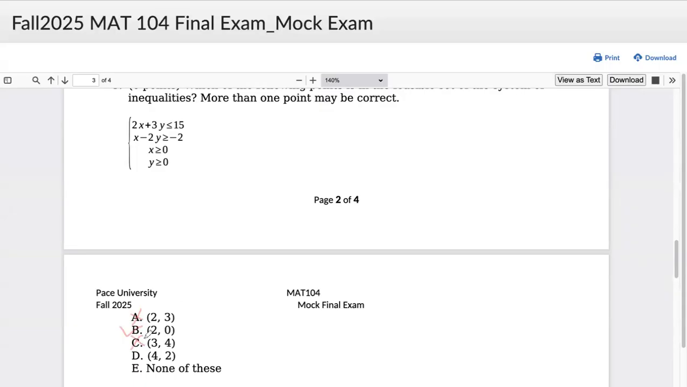C is no. D, 4 and 2, where X value is 4, Y value is 2. So 8 plus 6, 14. Yes, less than 15. Then 4 minus 2 times 2 is 4. 4 minus 4 is 0. 0, yes, bigger than -2. And both are positive. So D works. So B and D are in the feasible set.